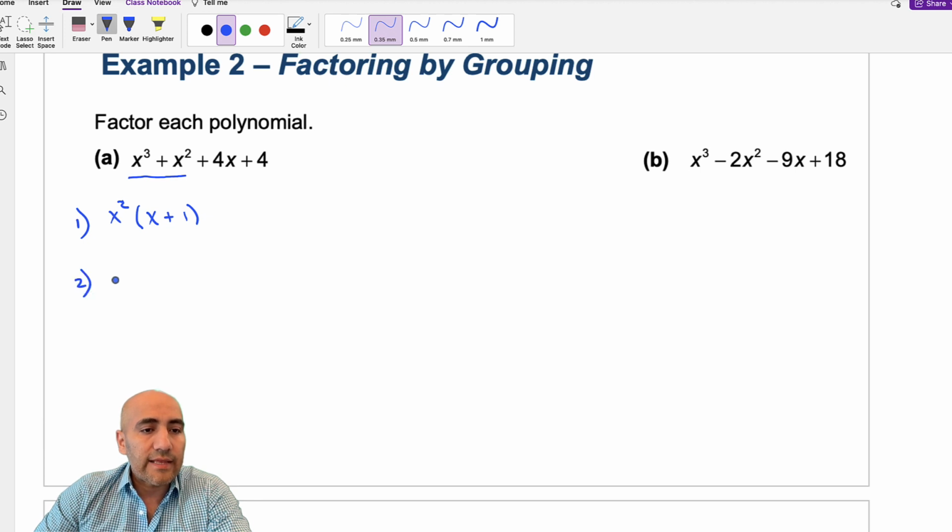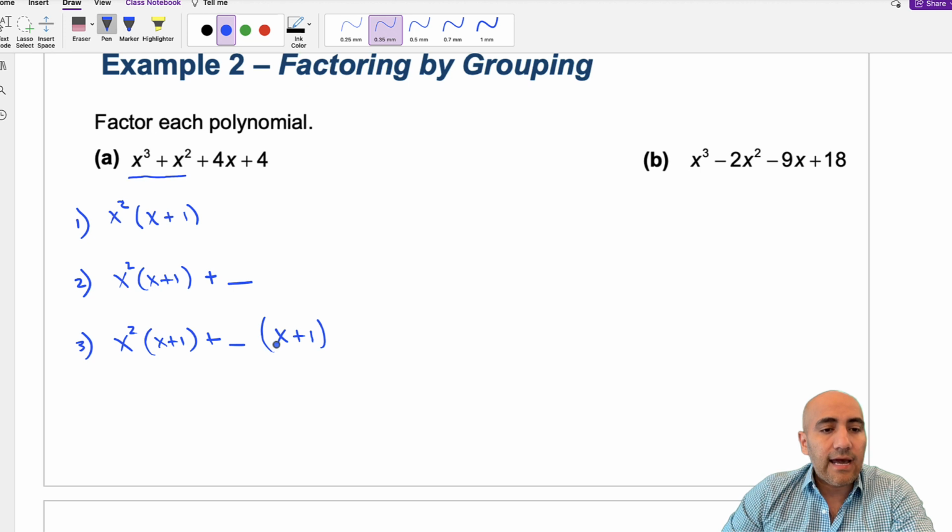Step 2, I like to put a plus blank copy. So I put an x squared, x plus 1. Then I put in a plus and a blank. Step 3, I put x squared, x plus 1 plus, and then I put a copy of this term right here, x plus 1. Okay, so factor out the first 2 terms. I did that. Then I put a plus blank. And then I copy this binomial right there, whatever it is. So far, I have not focused on the last 2 at all, not until step 4.